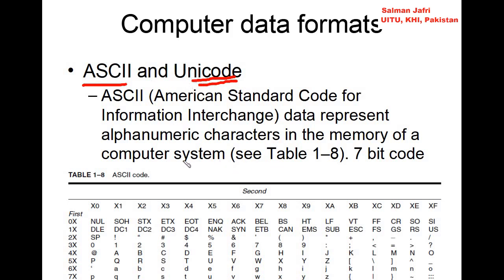For example, if we talk about the ASCII code, we can look at table 1.8, which is given over here. Over here we can find the ASCII code for each character that we want. For example, the ASCII code of B would be 42. The ASCII code for the character $ would be 24, and so on. So basically ASCII code represents characters in memory. If you want to store any character in memory, we store the ASCII code for that particular character.